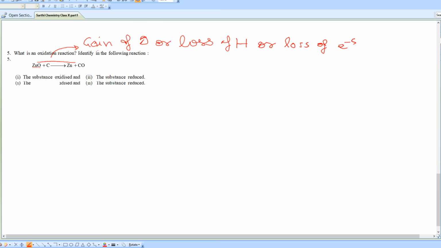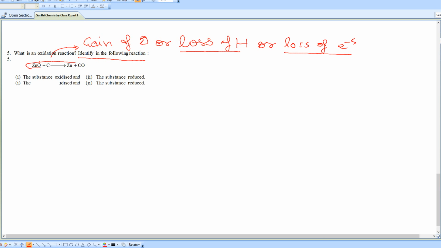So, oxidation reaction is the one in which there is a gain of oxygen, or there is a loss of hydrogen, or there is a loss of electrons. So, if one of these three things is happening in a reaction, then it is an oxidation reaction. Now, identify in the following reaction the substance getting oxidized and the substance getting reduced.